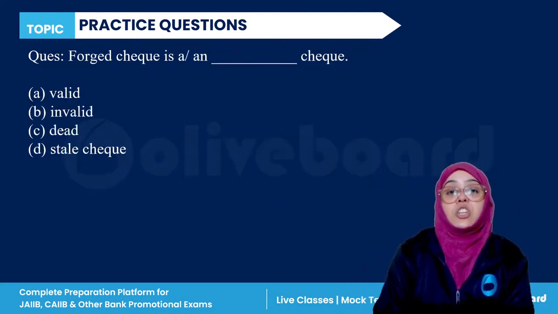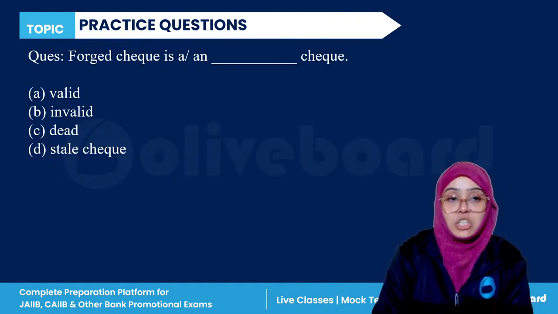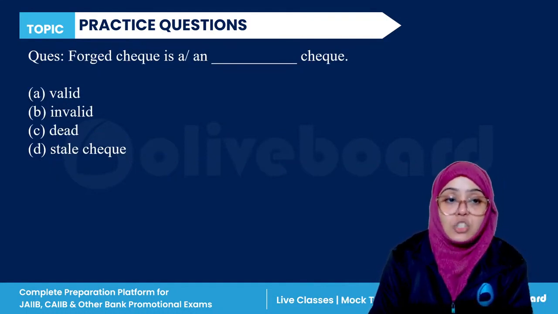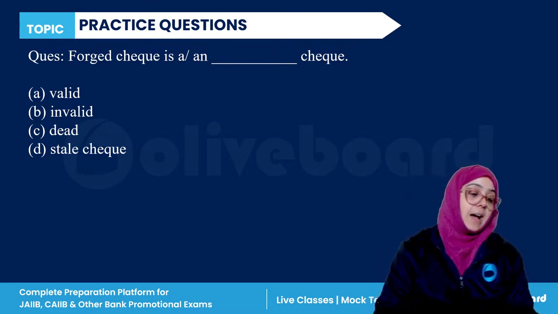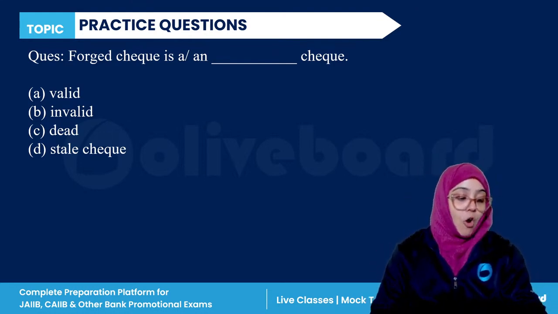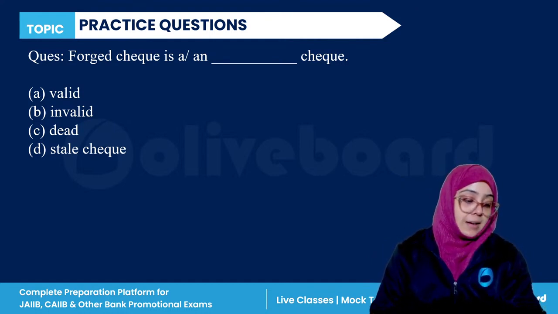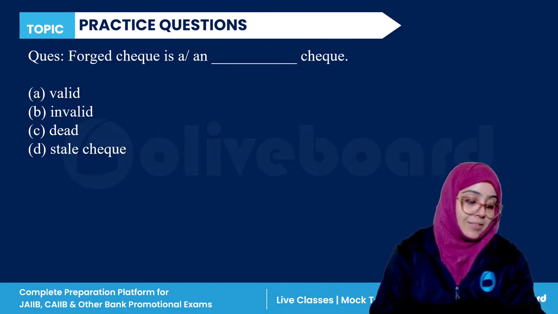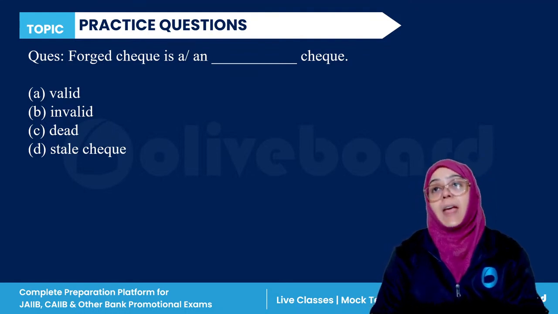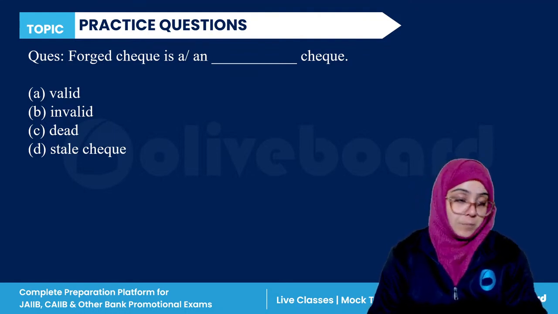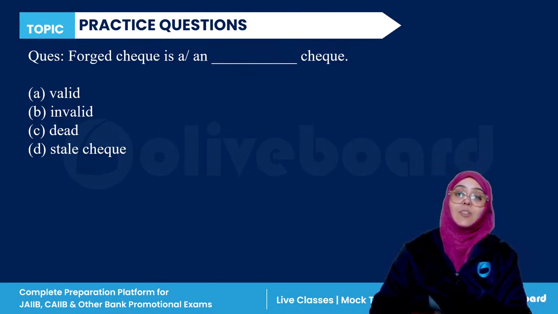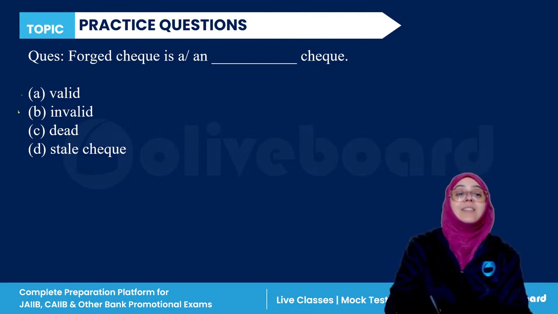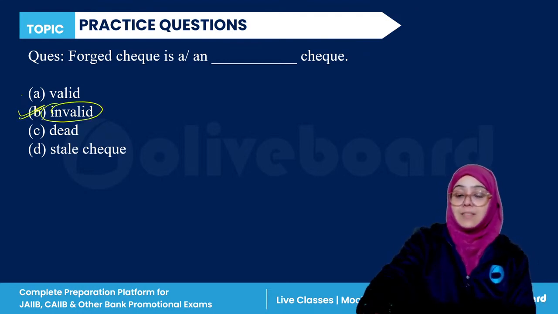Next question. A forged check is a valid check, invalid check, dead check, or stale check. Forged check is a dash. Everyone, please answer this question. Yes, a forged check is an invalid check. Obviously, that is the correct answer.